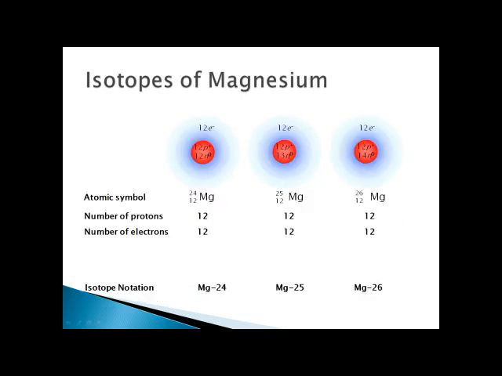Looking at three isotopes of magnesium, you'll notice that you have the same number of electrons in all, the same number of protons in all. If we look at the atomic symbols, though, we can pick up the fact that the mass numbers are 24, 25, 26, which means that the number of neutrons is what is different. We have 12, 13, and 14 neutrons present in those three different isotopes of magnesium.